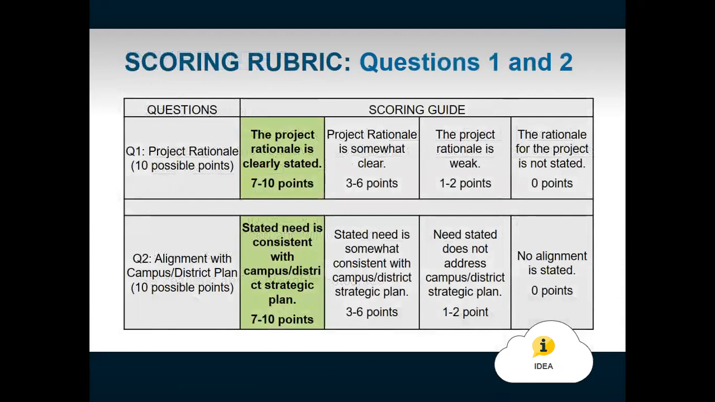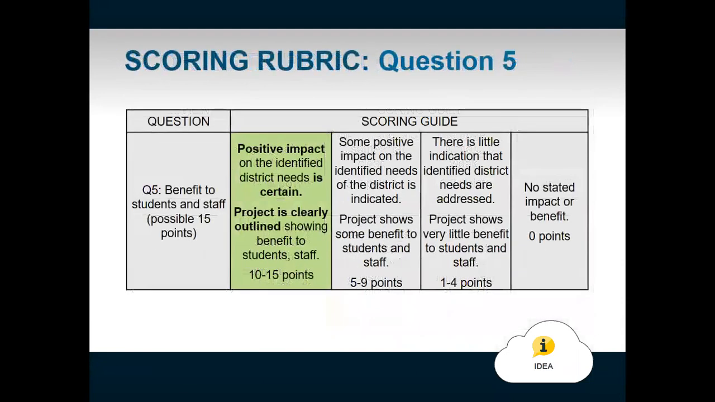And then you can see that question 2 is alignment with campus and district plan. The way that the folks reviewing the grants will look at this is that the stated need is consistent with your district strategic plan. I know that some of your plans are long. We don't want you to attach that, but what you can do is pull out a phrase perhaps from your district strategic plan or your campus improvement plan that will support your project, and then again articulate how you're addressing that need through this project or part of that need.